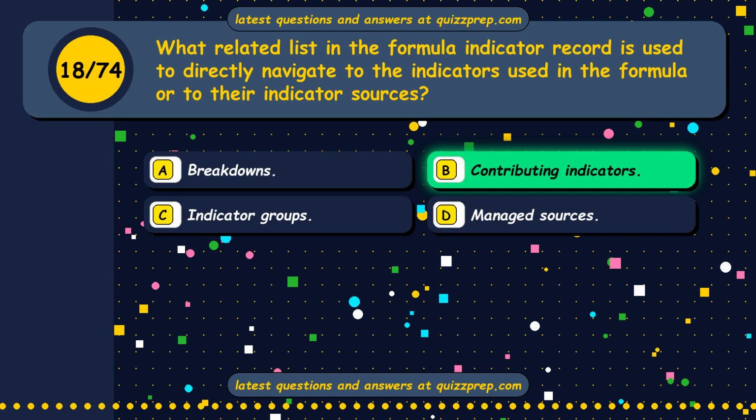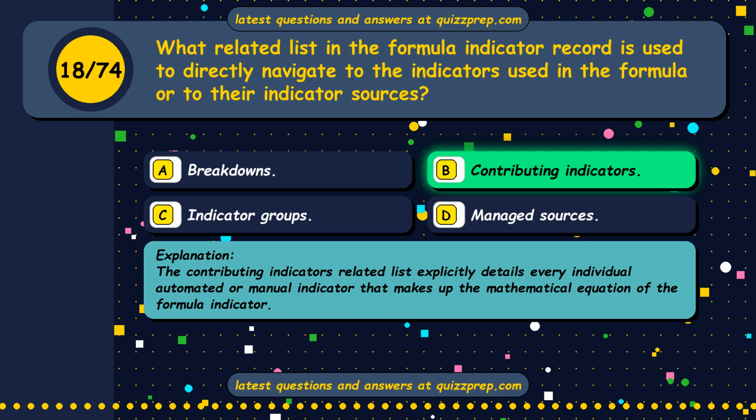The correct answer is option B. Contributing indicators. The contributing indicators related list explicitly details every individual automated or manual indicator that makes up the mathematical equation of the formula indicator.